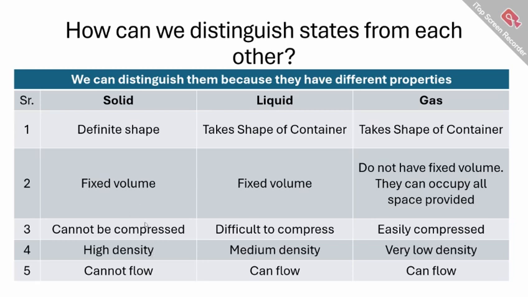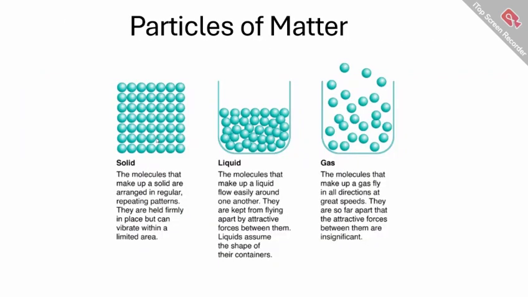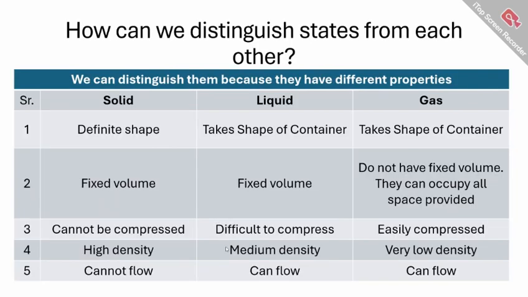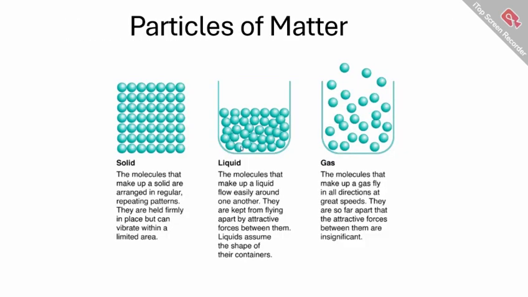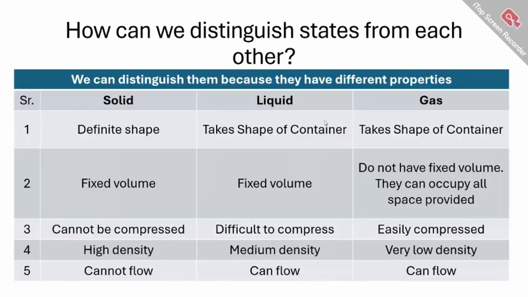Solids have high density just because their particles are close to each other. Liquids have medium density. You can push your finger through the liquid because it has lesser density, but gases have very low density.